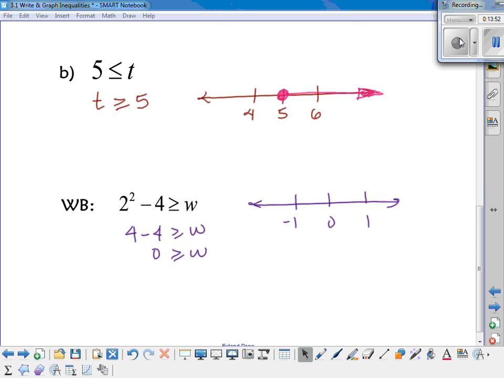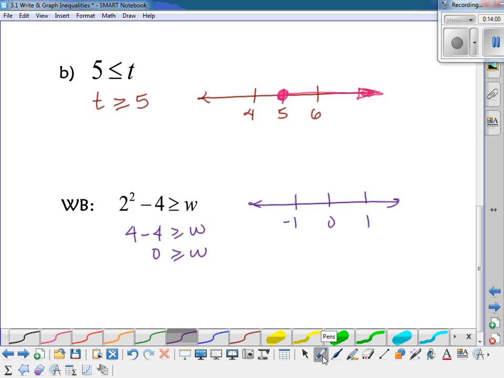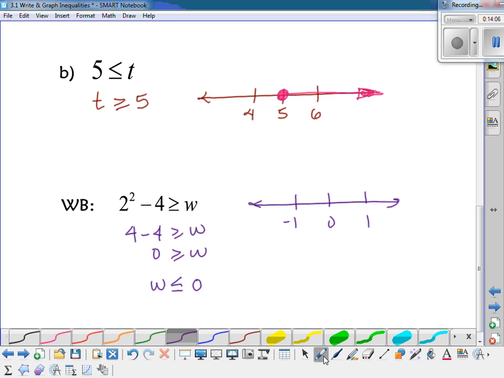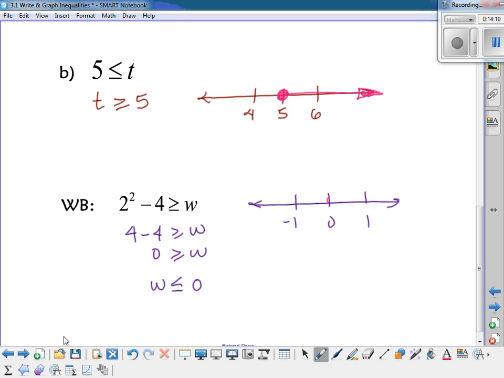Okay, so when you simplified the left side, you got 4 minus 4 is greater than or equal to W, and 4 minus 4 is 0. So again, before you graph it, flip it around: W is less than or equal to 0. And so that means that we've got a closed circle on 0, and it's less than, so it is going to the left.